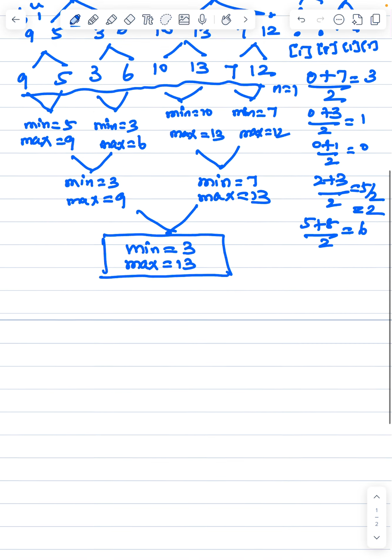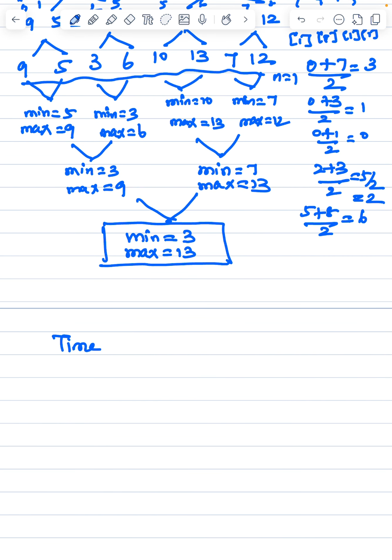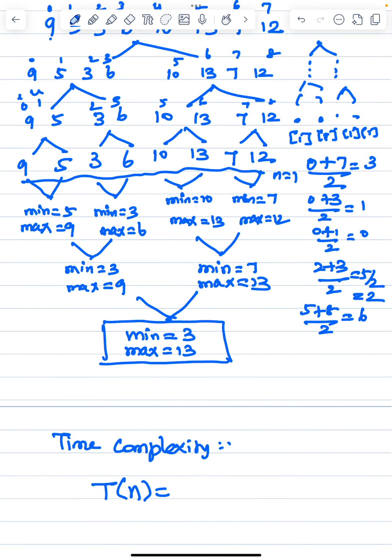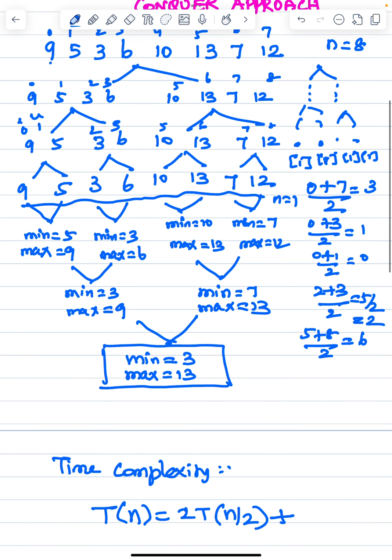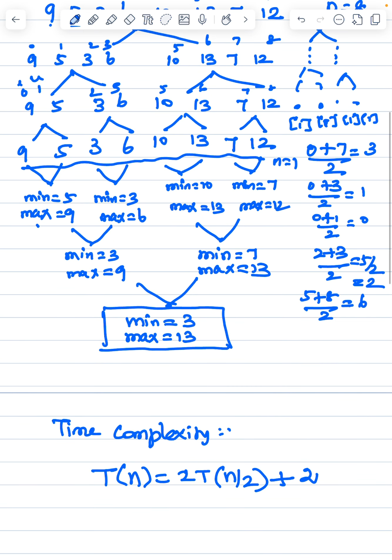Coming to the time complexity part, what we can see is that here we are recursively calling this function, and you are dividing into two sub halves. We all know that will yield 2T(n/2) plus, at every step, we are doing two comparisons, one for min and the other for max. So that will give you 2. So the recurrence relation for finding min and max is T(n) = 2T(n/2) + 2.